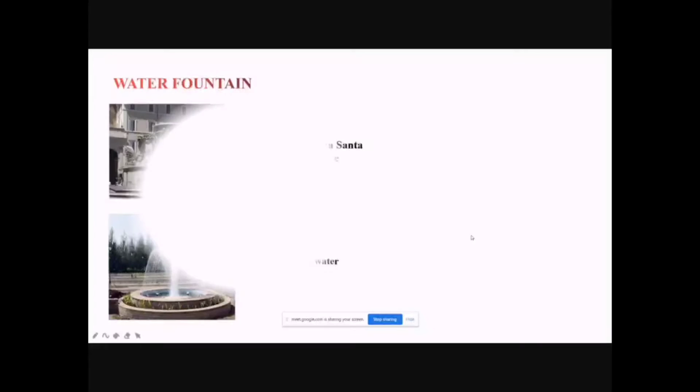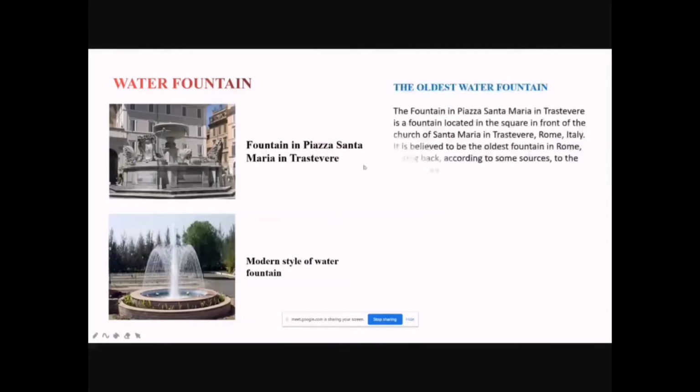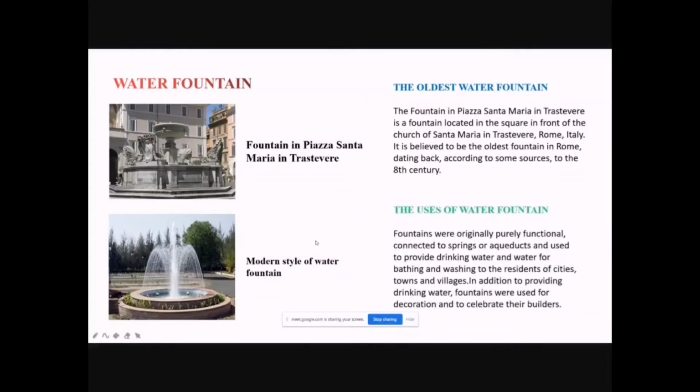The second question of conics is about parabola, the water fountain. The oldest water fountain is the fountain in Piazza Santa Maria in Trastevere, and it is a fountain located in the square in front of the Church of Santa Maria in Trastevere, Rome, Italy. This is a diagram of the fountain in Piazza Santa Maria in Trastevere, and this is our modern style of water fountain. In the past, the use of water fountains was to provide drinking water and water for bathing and washing to the residents. Nowadays, water fountains are used for decoration and to celebrate their builders.